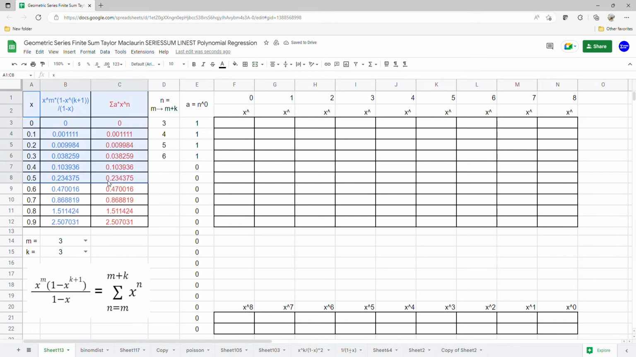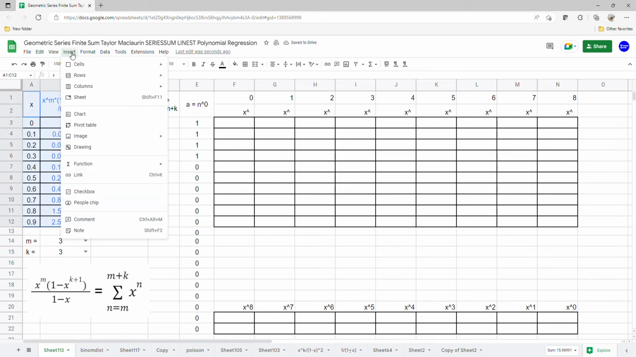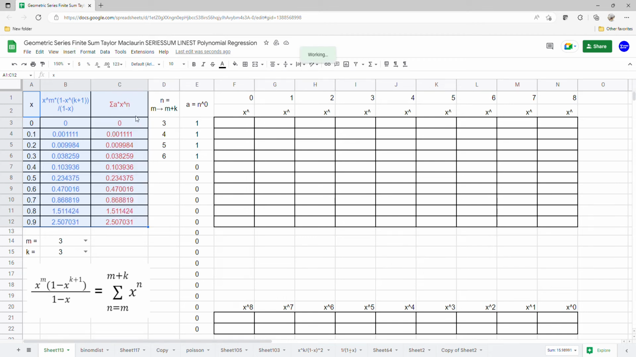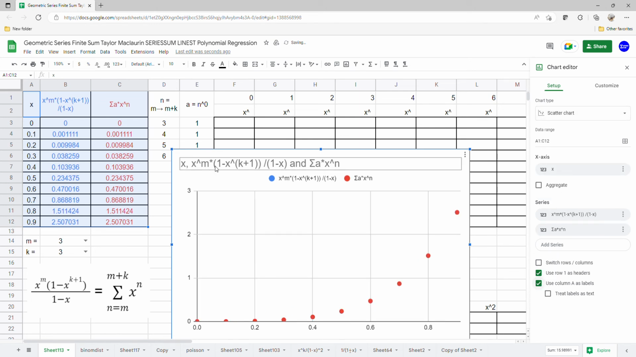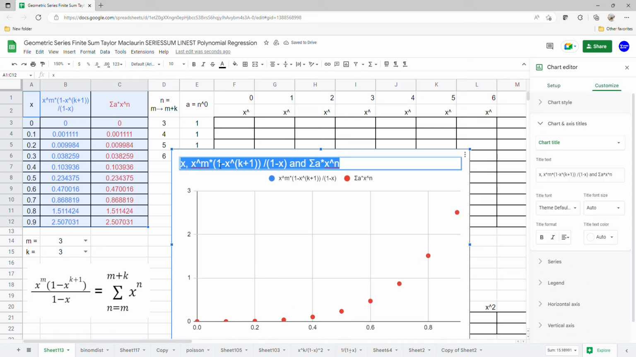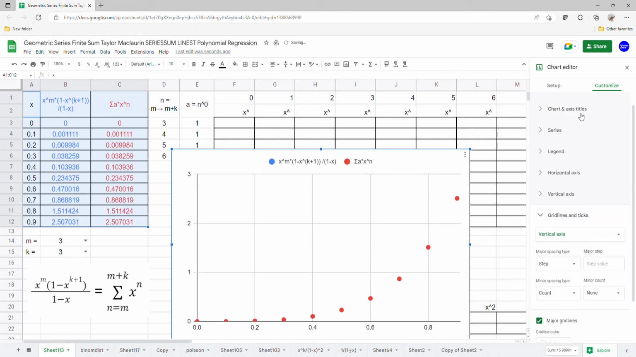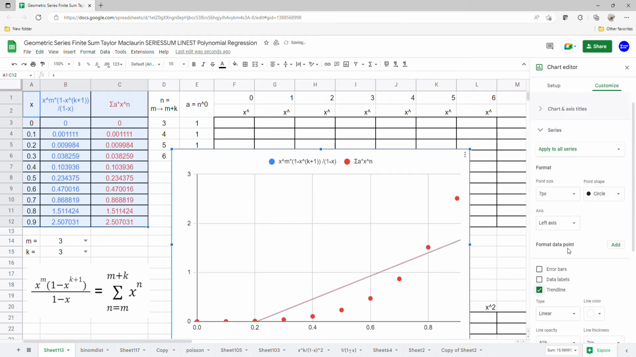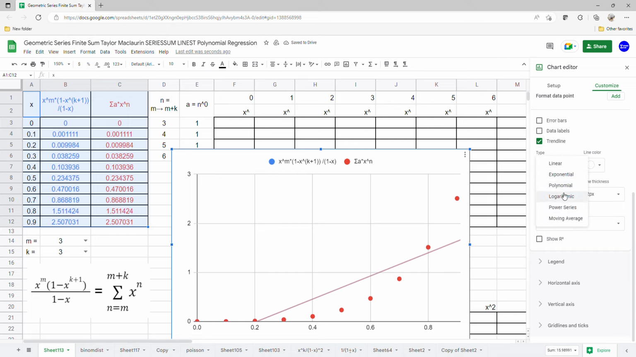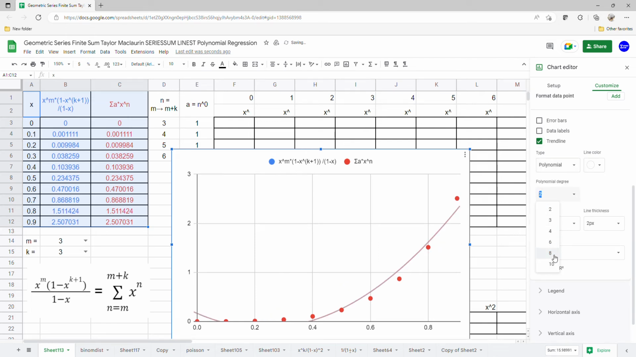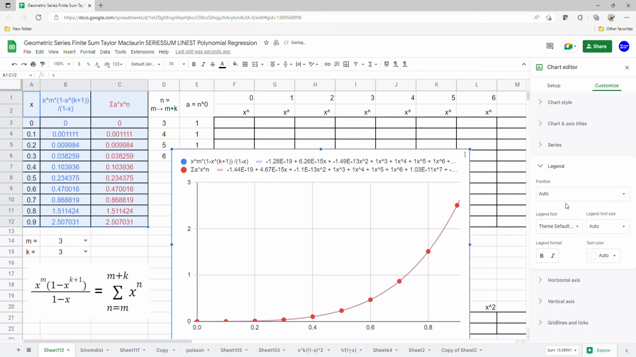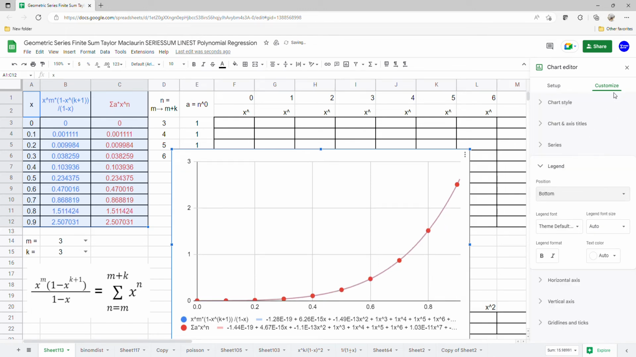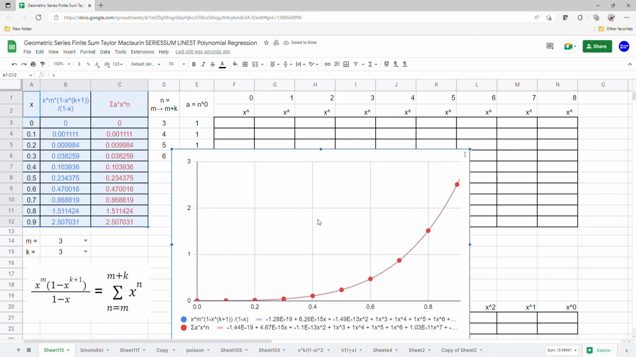And we chart this. Insert chart and use scatter chart. Column is label. We don't need a title, so delete this. And for the series, show the trend line. The type polynomial. The degree 8. For the label, use the equation. For the legend, position at the bottom. So here's our trend line and polynomial.